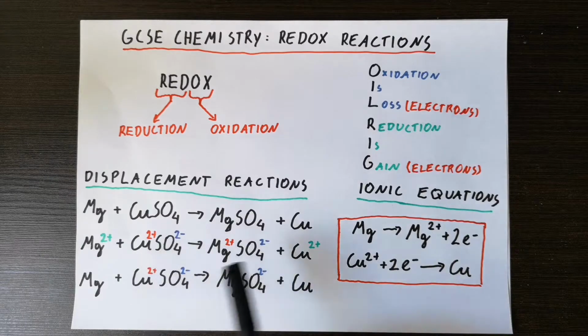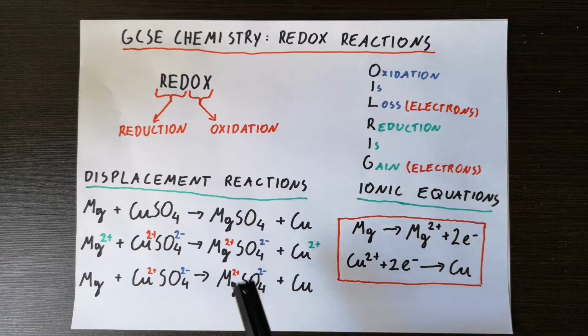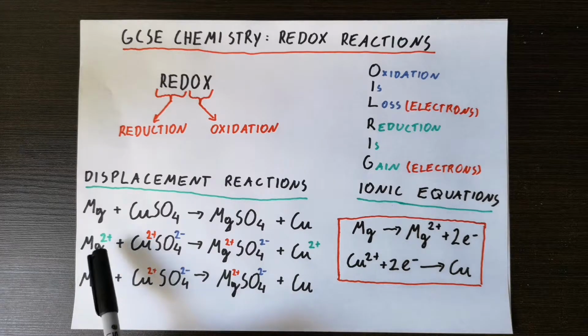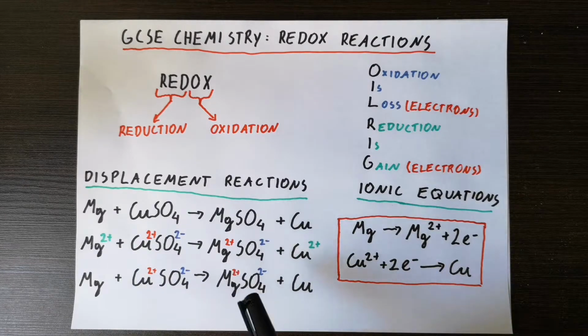However, copper has gained 2 electrons because now it no longer has a 2+ charge. It wanted to have that charge, but it actually is copper. It no longer has that 2+ charge because it has gained 2 electrons. Whereas magnesium, as the result of this reaction, has lost 2 electrons. So it no longer just wants to have a 2+ charge, now it actually has a 2+ charge, because it has lost 2 electrons. And therefore it's positively charged. It has a 2+ charge from the nucleus.